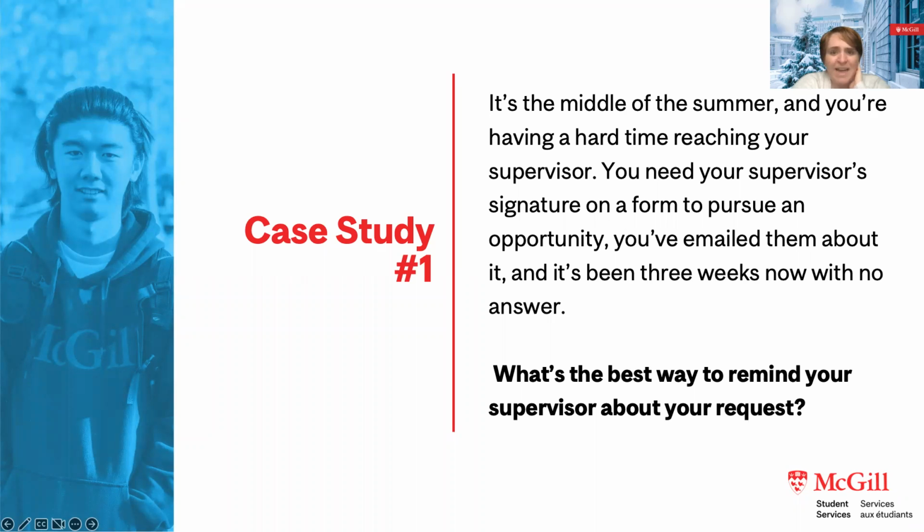Fantastic. Okay, so for people who chose send a short email reminder with the form attached, what made this seem like the best answer to you? Share your thought process with us, if you wouldn't mind.